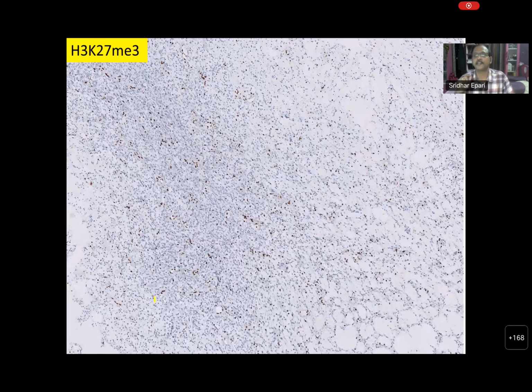H3K27me3 is a marker for a trimethylated protein. In cases of mutated tumors, there will be loss of the trimethylated protein. Here again it is a normal protein, and you are supposed to interpret whether it is present in the tumor or not. Is the pattern similar to ATRX or P53? You have two different pictures. One is ATRX, and you saw P53 also.